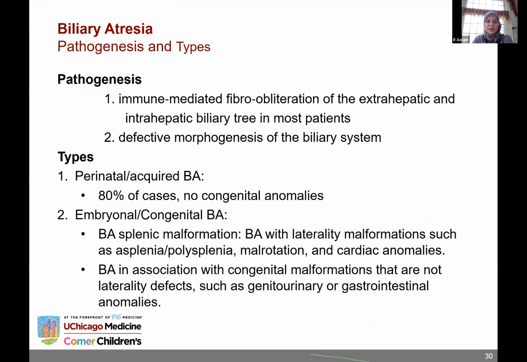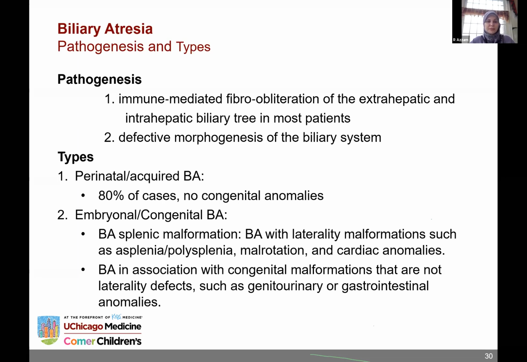So the pathogenesis, we think it's immune mediated. It means that the liver at one point saw an infection. We think it is a viral infection that gets contracted at around 2 weeks of age and hits the biliary system, and the body tries to clear that infection, but the way it clears the infection is through an immune-mediated process that sadly leads to fibrosis and scarring of the biliary system. This is the most commonly accepted theory, at least thus far.